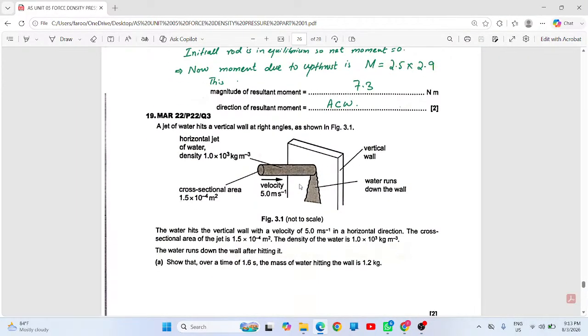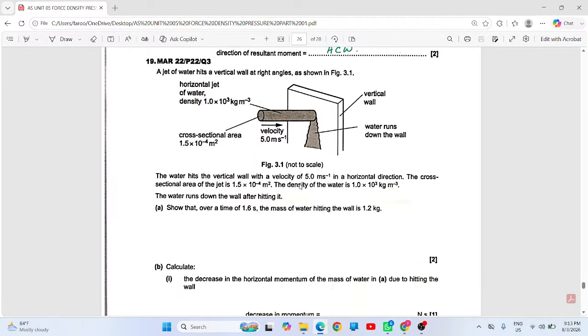Okay, next is question number 19. जी खतीजा पर, क्वेश्चन नंबर 19. जी जी, ये बच्चे स्टार्ट करें.